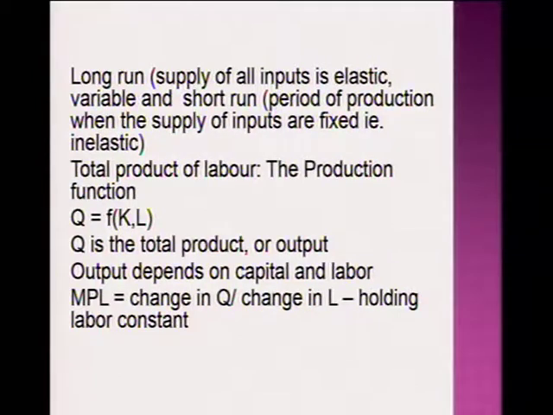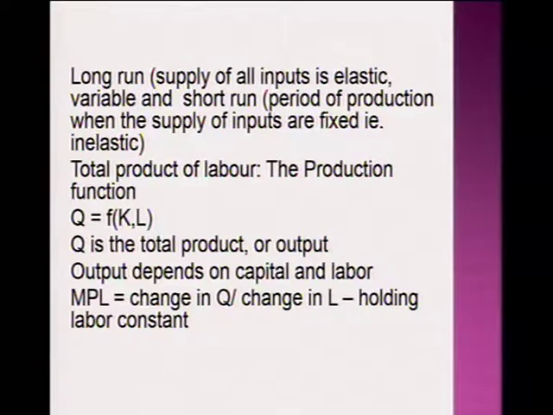Now, in the theory of production, we have the long run and the short run. In the long run, we say all the supply of inputs are very elastic. In other words, we can alter the production process to achieve what we want to do. But the short run is a period of production where the supply of inputs is fixed. In other words, the supply of inputs is inelastic. We cannot really do much in the short run.